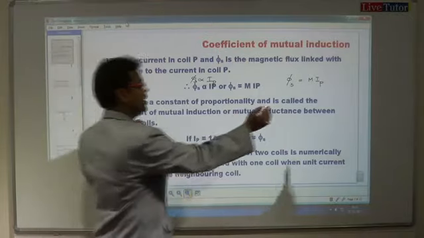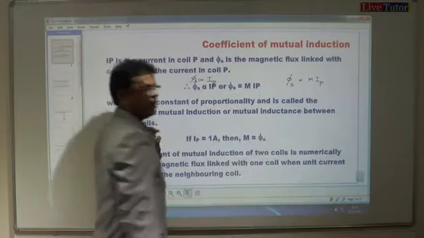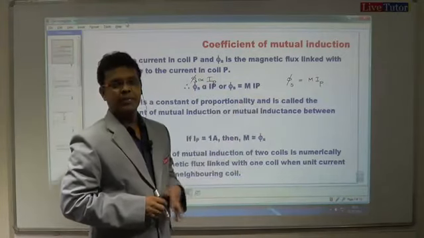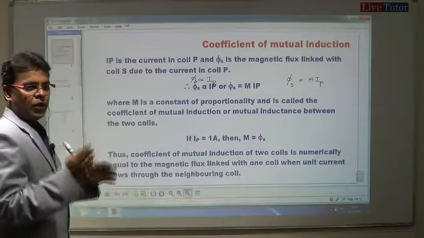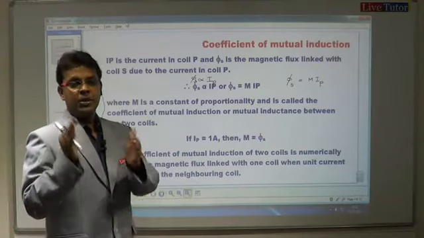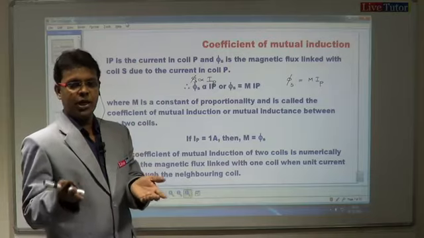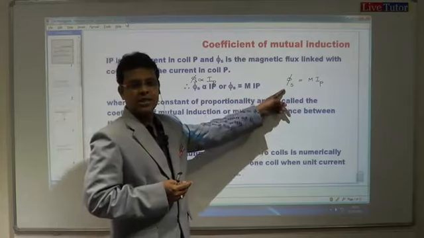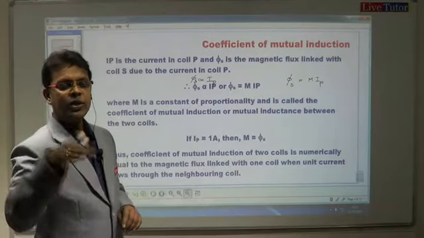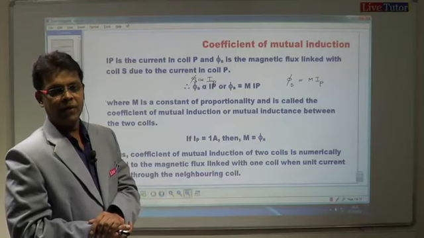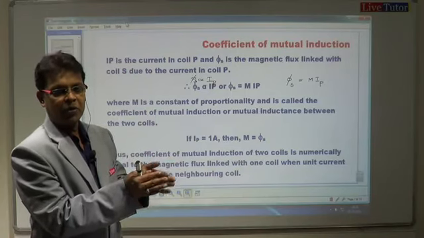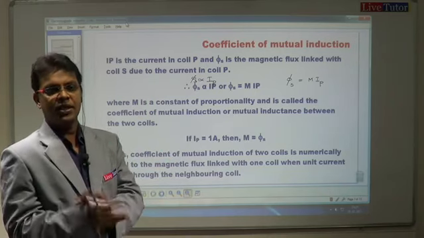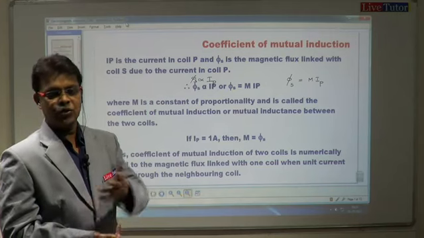As usual, what will you do? Suppose if you assume that current in the primary coil is 1 ampere, substitute that, what will happen, it will become phi s is equal to M. Then we can say the coefficient of mutual induction between two coils, we can say between two coils சொல்லலாம், இல்ல of two coils சொல்லலாம், is numerically equal to the magnetic flux in one coil when unit current flows through the neighboring coil. Okay, ஒரு காயில்ல யூனிட் கரண்ட் போகும்போது இன்னொரு காயில்ல how much magnetic flux is induced. அதுதான் அது coefficient of mutual induction.